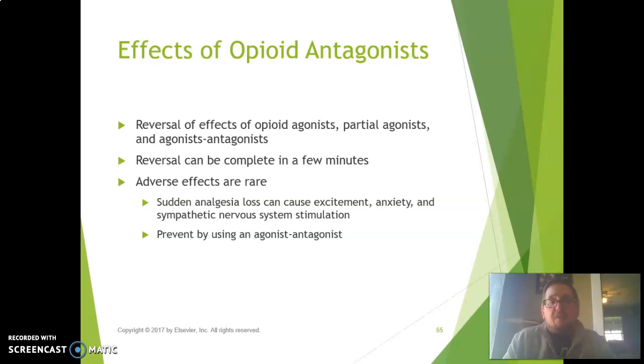Generally speaking, reversals can be completed in a few minutes, and they reverse just about everything. Adverse effects are extremely rare. On rare occasions you may see excitement, anxiety, and things like that, because you are going to be stimulating the sympathetic nervous system, or the fight or flight nervous system. So think of an animal that's in a fight or flight response, and that might be something that you see. A lot of times we can prevent this by using an agonist-antagonist, which is, remember, an opioid that has antagonist effects on certain receptors, usually mu and kappa, but stimulates delta at the same time. And this is a way that we can still provide pain medication and reverse the more powerful opioids at the same time.